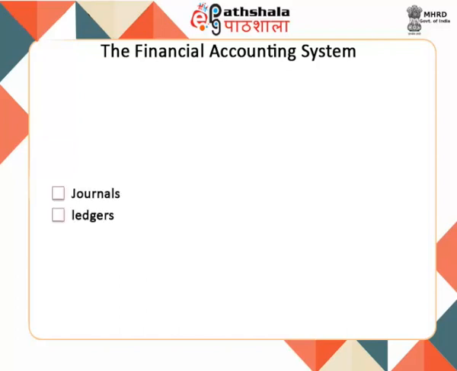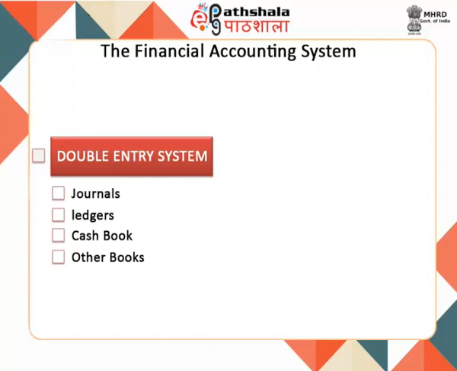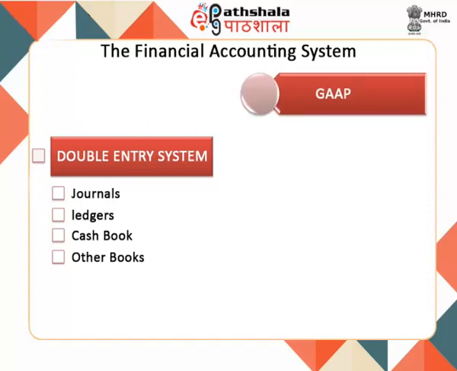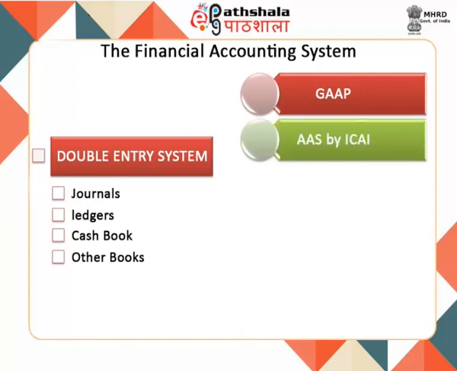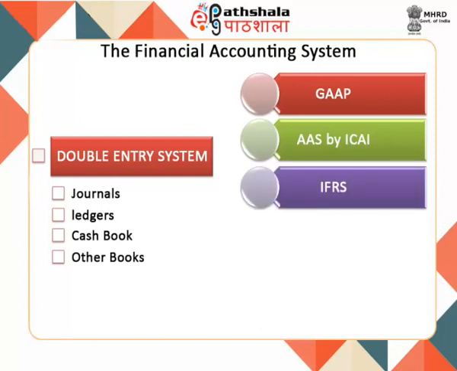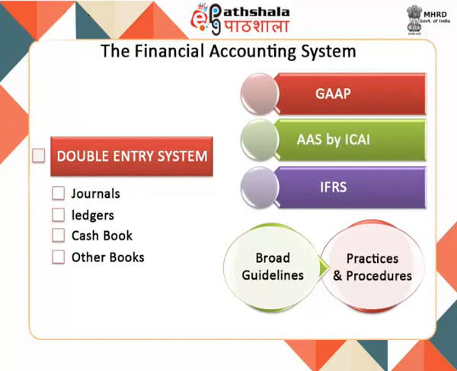Journals, ledgers, cash books, and other books of account are kept on a double entry system. The technique of double entry system includes generally accepted accounting principles known as GAAP, the AAS issued by the ICAI, and the IFRS, which is International Financial Reporting Standards. All of these include not only broad guidelines of general applications but also detailed practices and procedures.